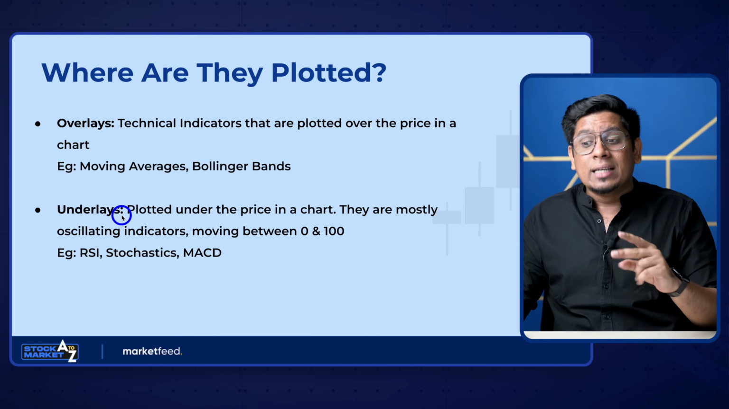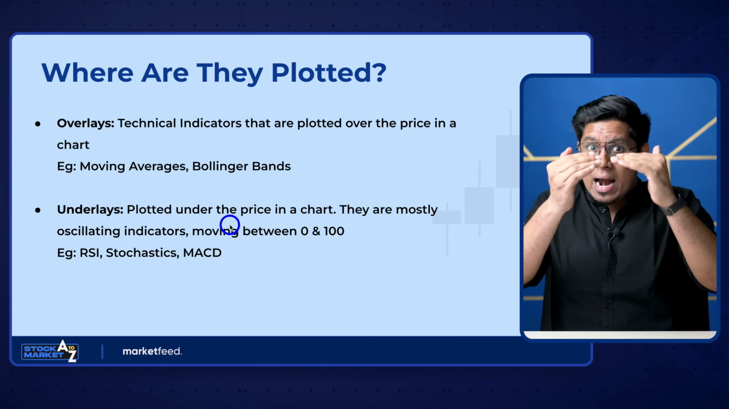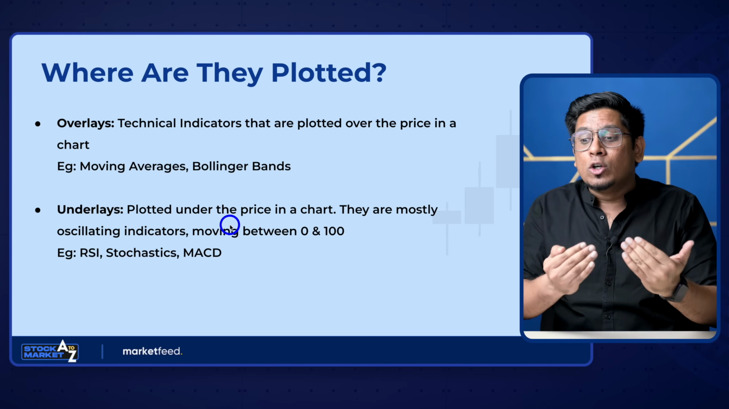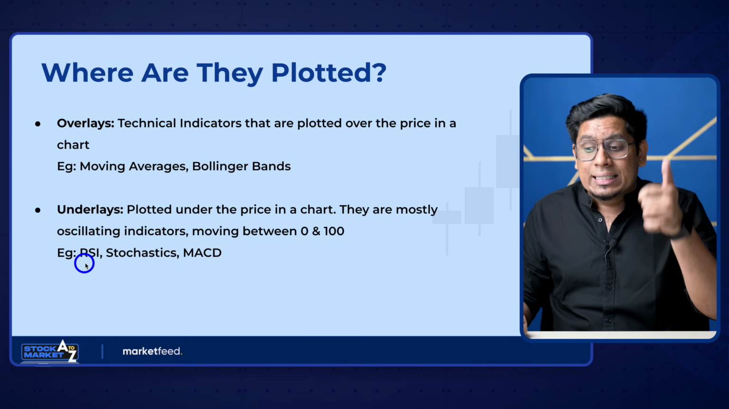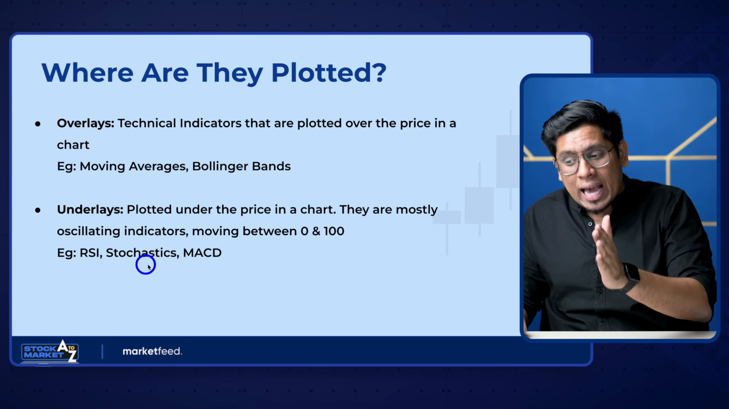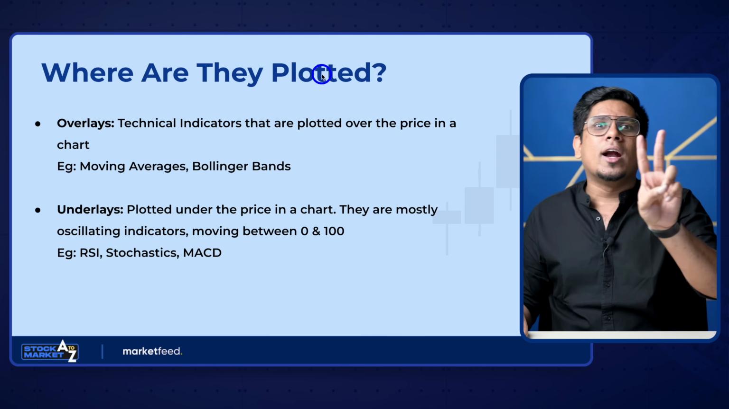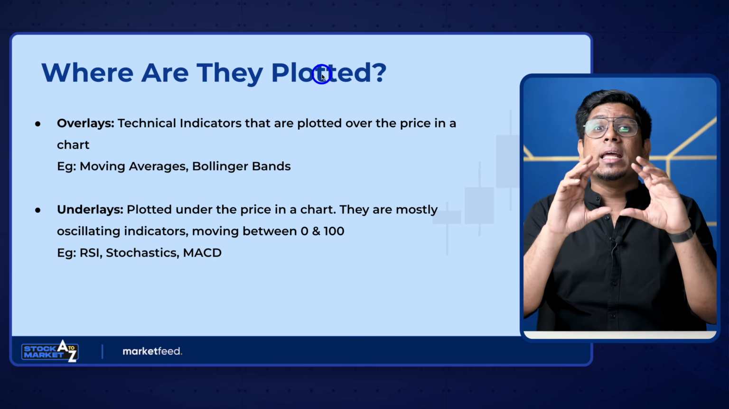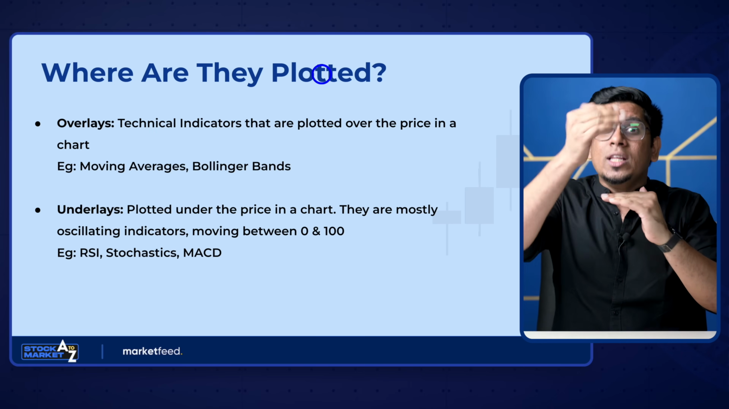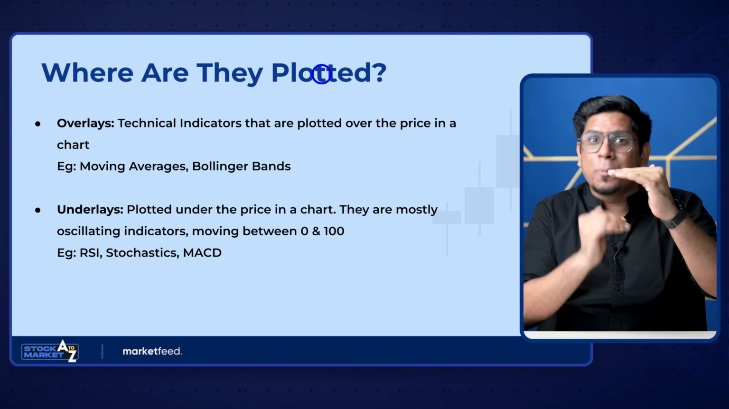The second type here is underlays, which means that these are technical indicators plotted under the price in a chart. They are mostly oscillating indicators moving between 0 and 100. You need not focus on that. Examples are RSI, stochastic and MACD. So what do you understand? Based on where they are plotted, there are two types of technical indicators. One is called overlays. They are technical indicators on the chart, on the price movement of the chart, and underlays which are plotted below the price movement in the chart.